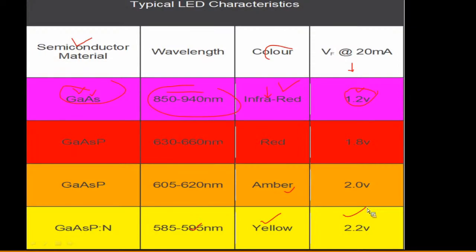Now main thing, the color of the light will depend upon three factors. The first one is the type of material you are using. The second one is the wavelength, and the third one is the doping. These three are the main reasons on which color the LED is going to emit.